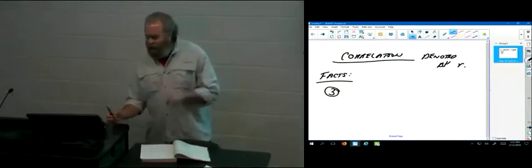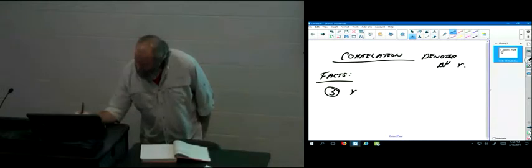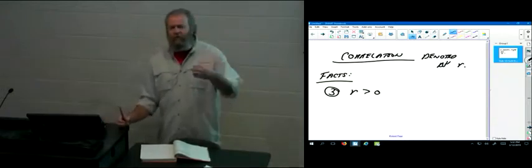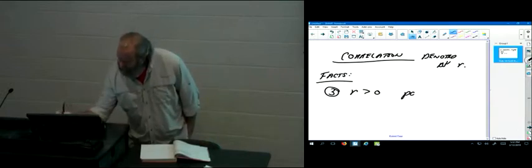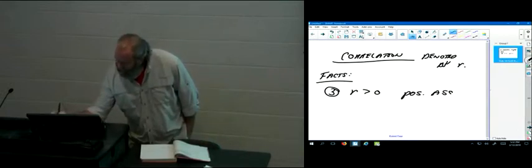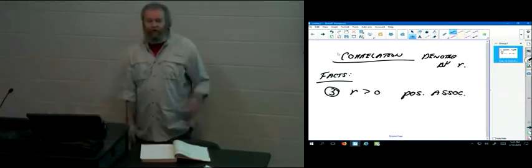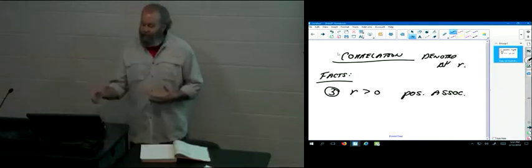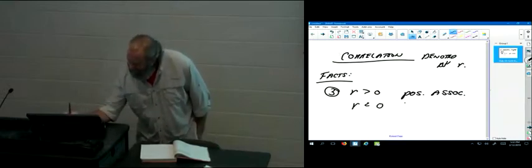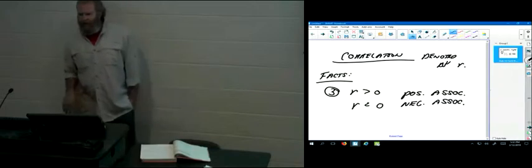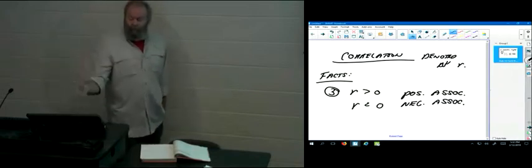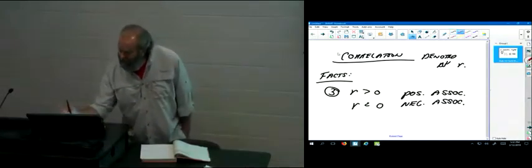And this is the part about the direction. So if r is a positive number, in other words, we get this number spit out to us as positive, that means we're seeing a positive association. What that means is when we look at our scatter plot, we see the points go from lower left to upper right, right? And then if the correlation is negative, that means we have a negative association. So when I look at the scatter plot, it should go from upper left to lower right.